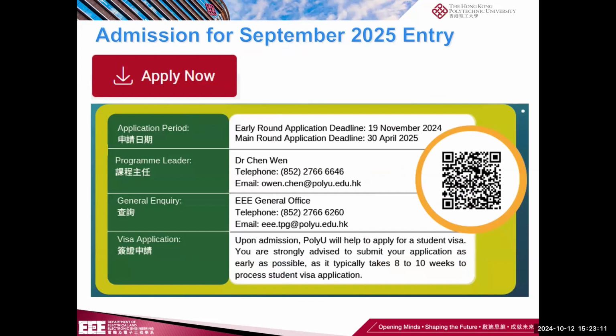You can see we have 2 deadlines. For this semester, the early one is 19 November 2024. The main one is 30 April 2025. So if you apply by this day, then we will consider at first. Then later on, this is another deadline, 30 April. Pay attention to this deadline if you want to apply.